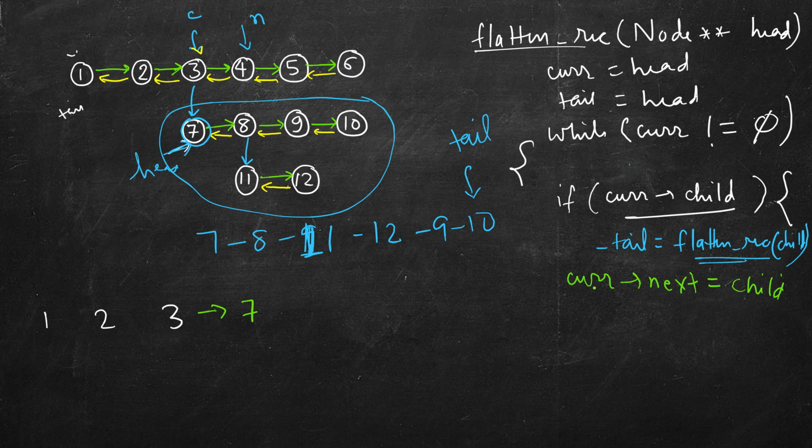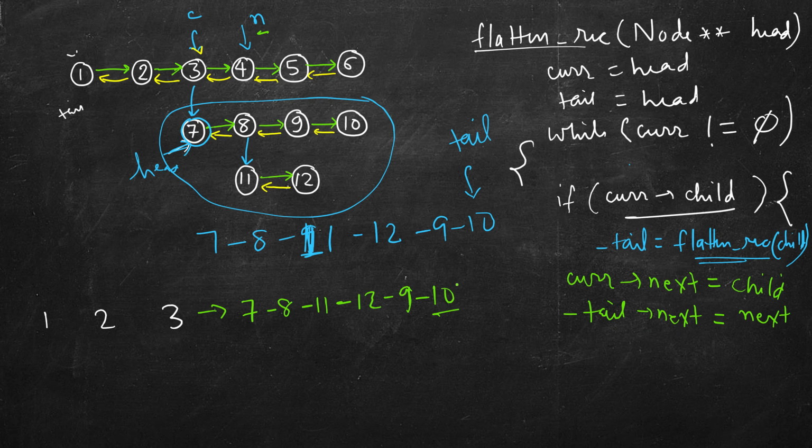Then what we need to change? Tail next. So next of 10 should be this 4. Earlier next was 4 before we call this recursively. So this list remains as it is: 7, 8, 11, 12, 9, 10. And I am not drawing the arrows, but here we have both next and previous. 10, and this is the tail.